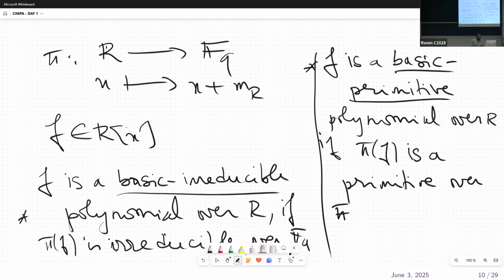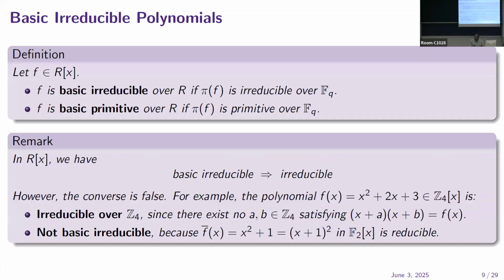Okay. For example, this remark: in the polynomial ring over a local ring R, any basic irreducible polynomial is also irreducible. This means basic irreducible is a strong concept. However, the converse is false.